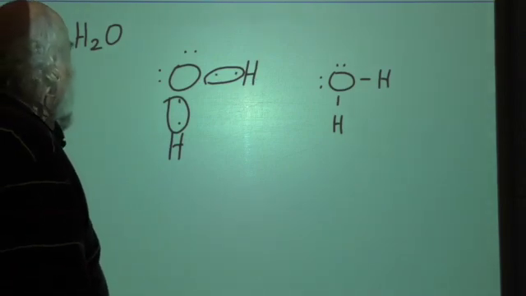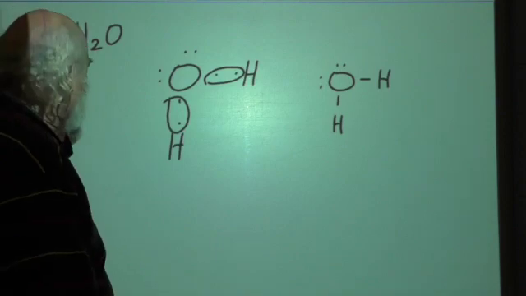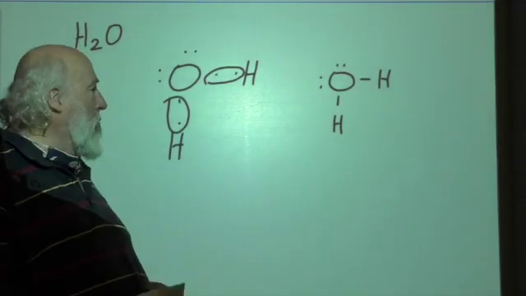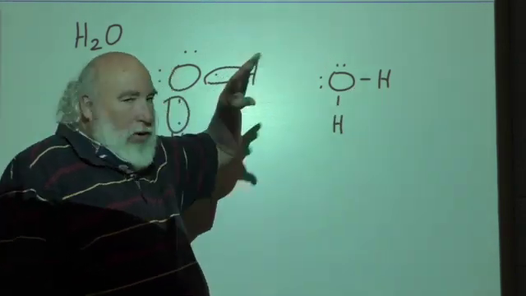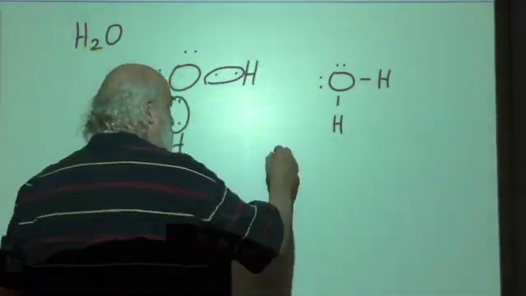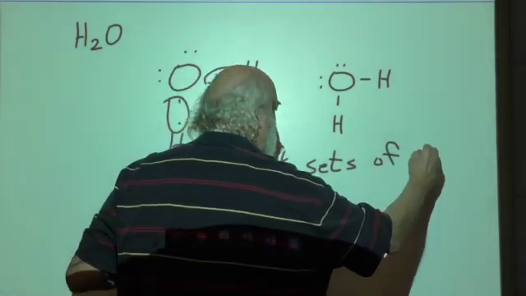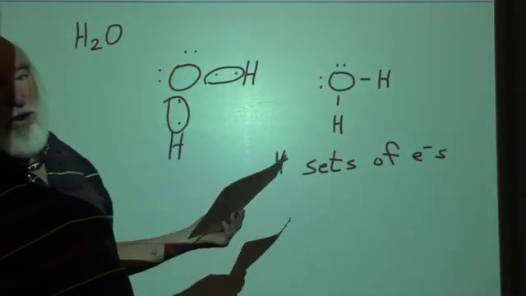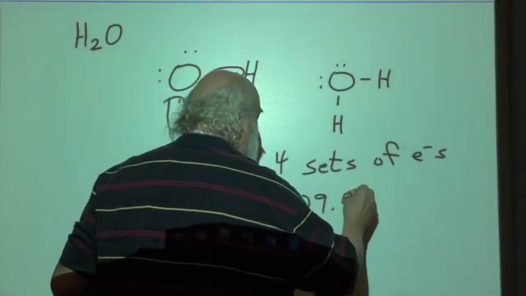Yeah. Okay, so now let's get to the geometry stuff of this. How many sets of electrons do we have around the oxygen? Well, we got these 2 right here, and we got these 2 right here. 4 sets. So 4 sets of electrons. And anytime we have 4 sets of electrons, what is the bond angle? Yes, 109.5 degrees.